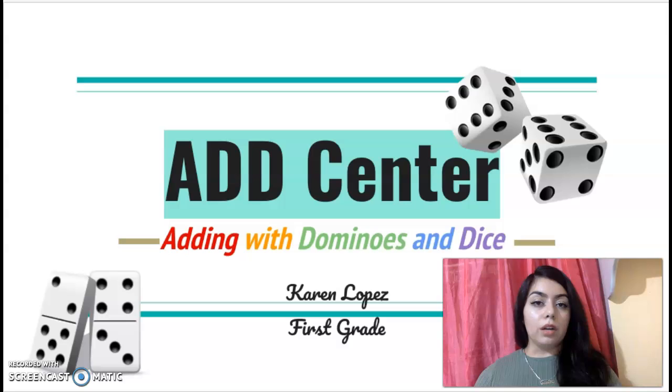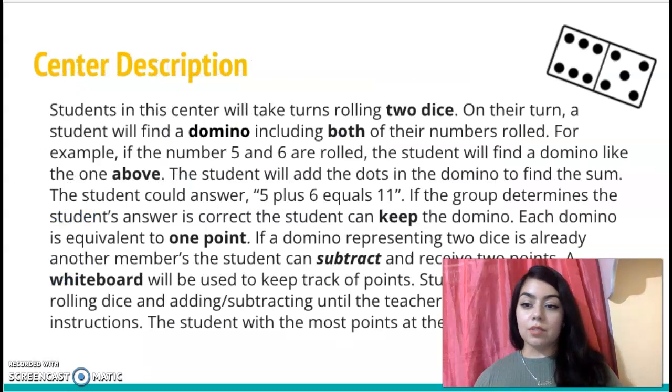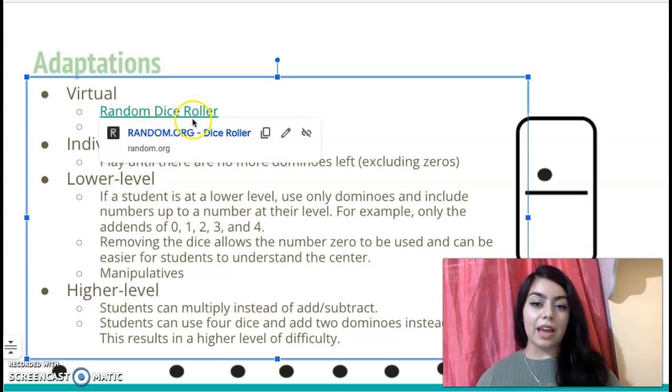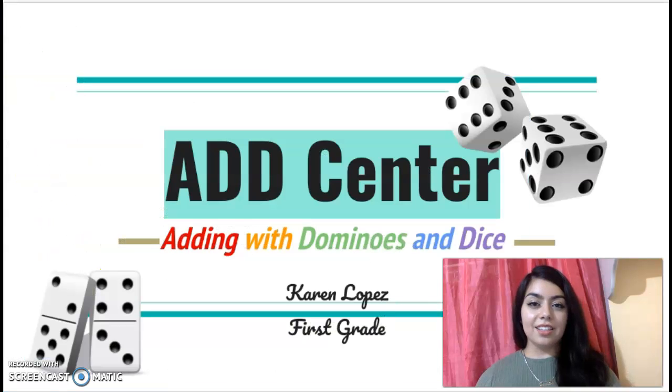If students don't know how to subtract yet, focus on addition, and if students don't know the add-ins of 5 and 6, you can remove those from the dominoes. If a student is absent or attending class remotely, you can use the random dice roller. It's easy to access. And overall, I think this center can be used for first graders and even upper grades.